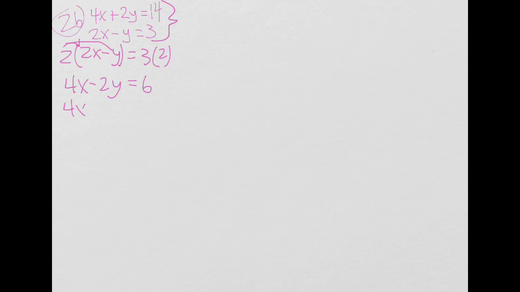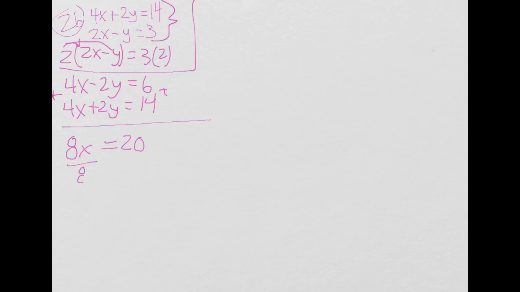So I'm going to write that first equation, 4x plus 2y equals 14. And now we're going to add these two equations together. And remember, we're adding on the left and we're adding on the right of the equal sign. So 4x plus 4x, combining like terms, is 8x. Negative 2y plus 2y is 0. That was our goal. Get those terms to eliminate. And 6 plus 14 is 20.